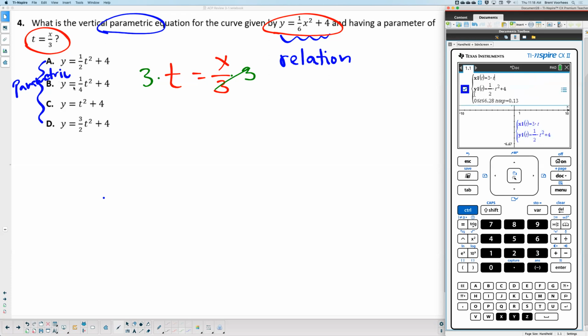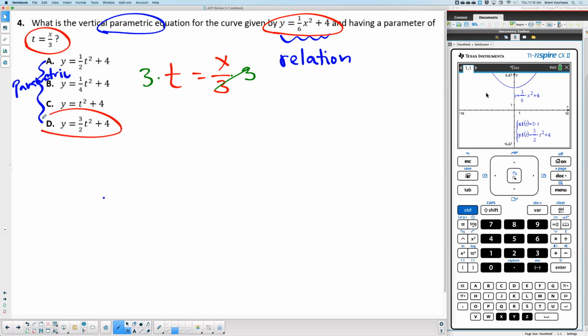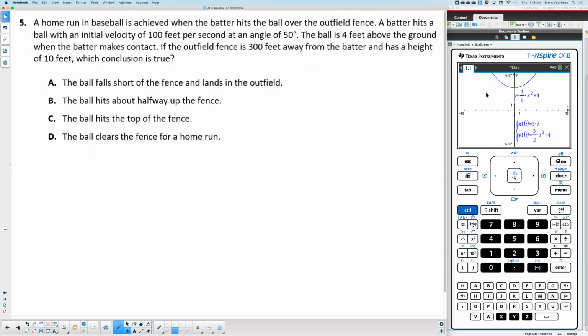So I'm going to change this. Let's try answer choice B, which is 1/4. So I'm just going to change that to a 4. Is that the right graph? No. Let's try answer choice C. Is that it? It's going to be D then. Does that match? We found it. Okay, we good with that? All right, great.